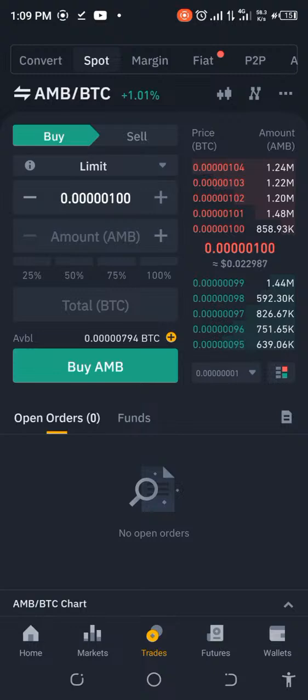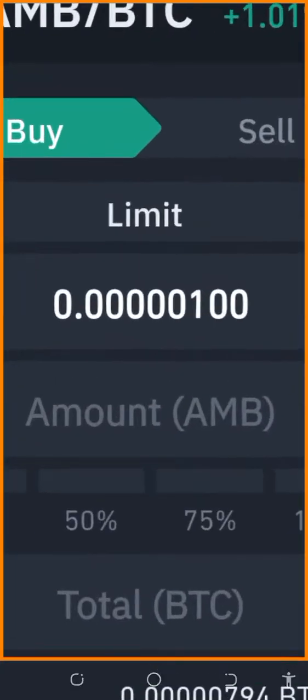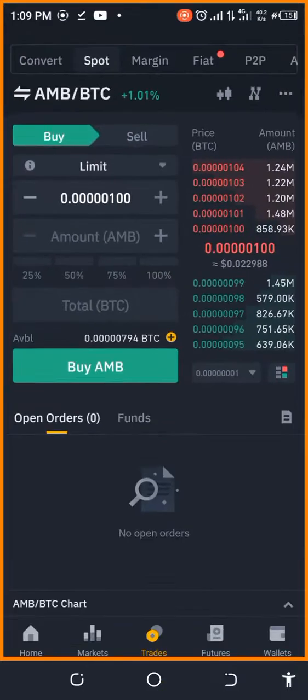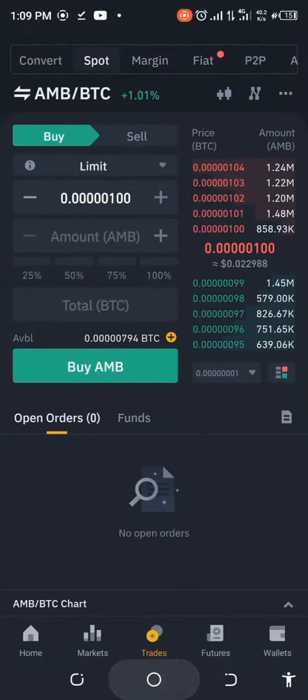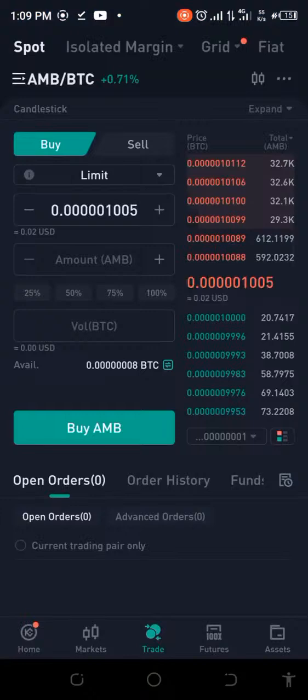Okay, so let's go ahead and see what we have here. So this is currently the price. As you can see, it's 0.00001. That's 5 zeros, then 1. Then in KuCoin, let's check what exactly it is. Let me try to refresh that. That's the price. You can see here, it's 0.0001005. So there's a difference, right?